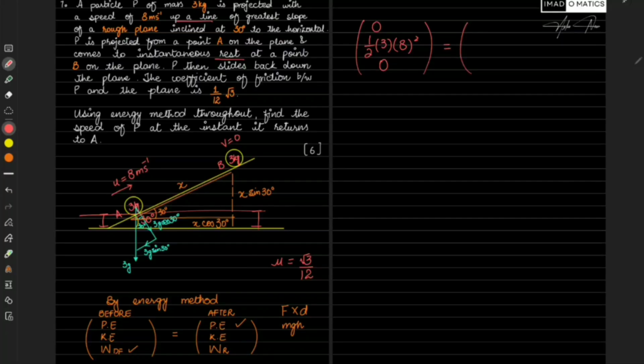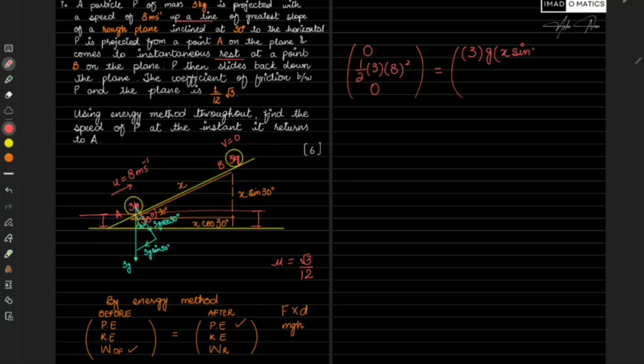After that, potential energy is mgh. What is mgh? Mass is 3. G we take to be 10, but let's keep it as g. H, what is the height? Height above A would be x sine 30. So let's take x sine 30.